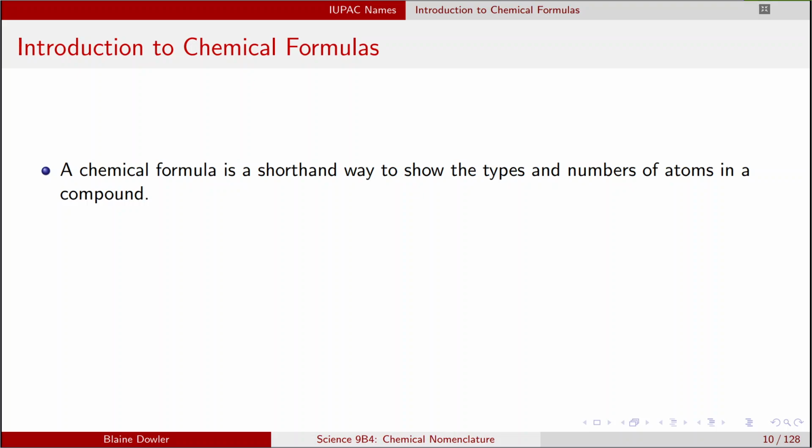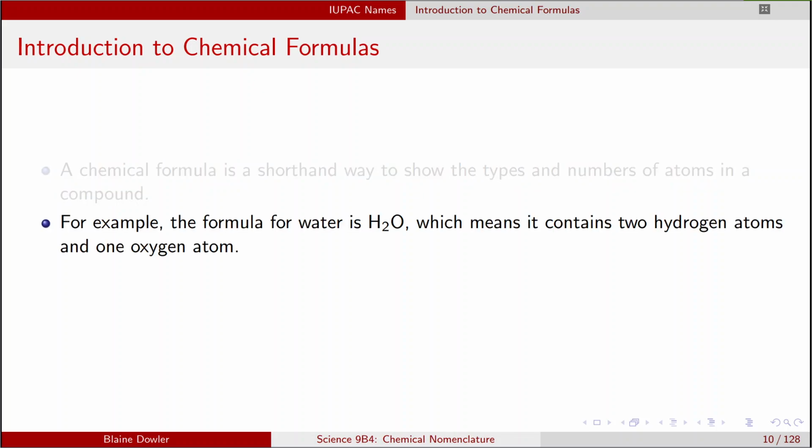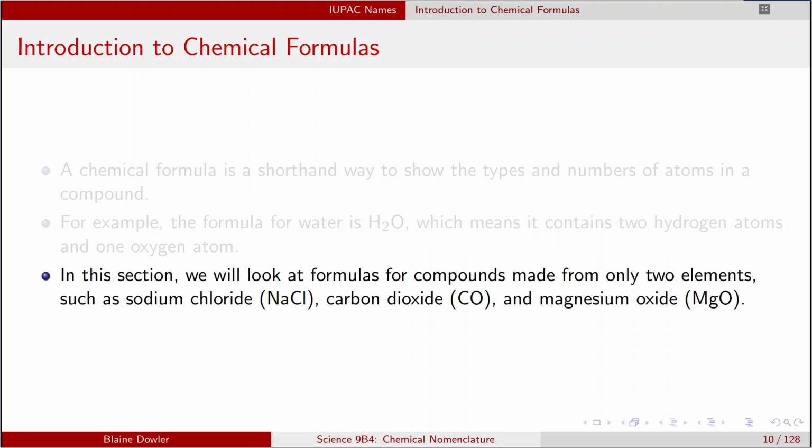A chemical formula is a shorthand way to show the types and numbers of atoms in a compound. For example, the formula for water is H2O, which means it contains two hydrogen atoms and one oxygen. That subscript, or that lower level 2 after the H, tells us that we have two hydrogen atoms. Oxygen does not have any numbers, so the 1 is implied. So 2 hydrogen, 1 oxygen. In this section, we will look at formulas for compounds made from only two elements, such as sodium chloride, carbon dioxide, and magnesium oxide.